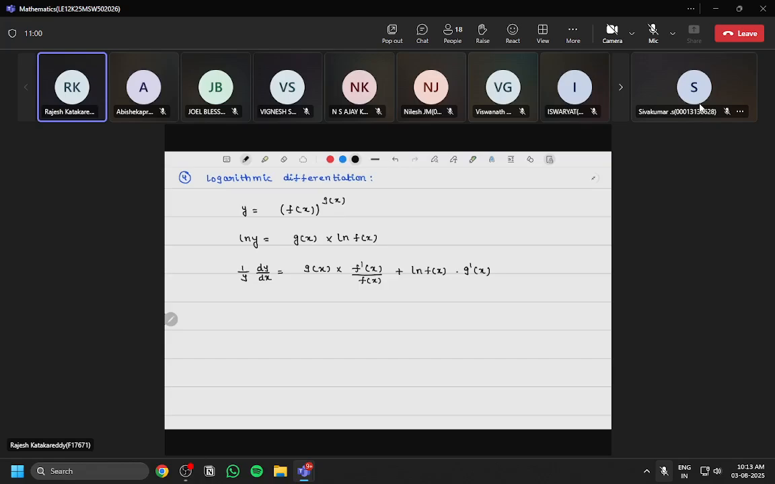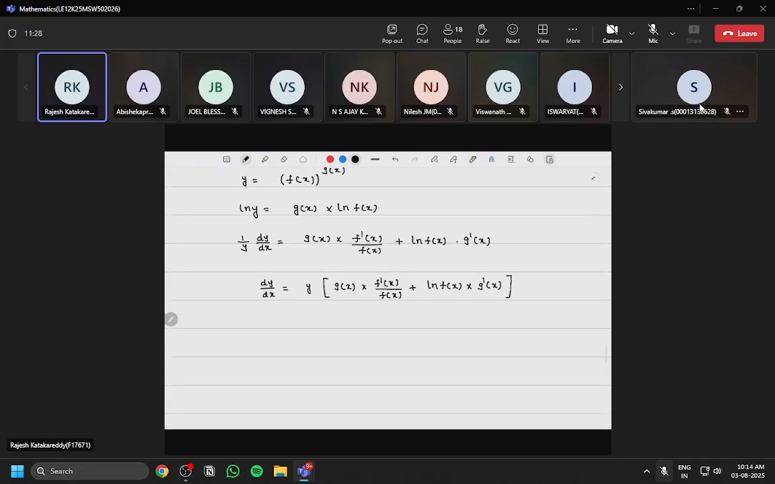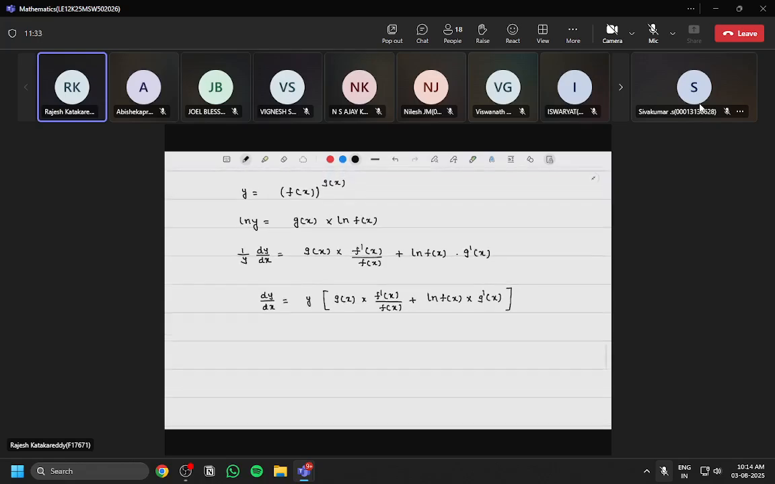Clear? Now change sides for y and I will get dy by dx is equal to y into, in multiplication, g of x into f dash of x by f of x plus ln of f of x into g dash of x. So this is how we will differentiate variable to the power variable.